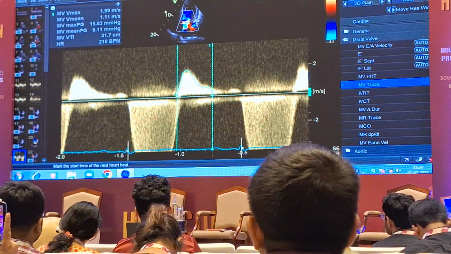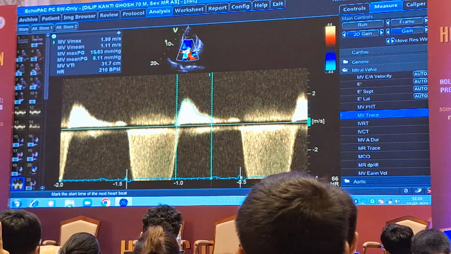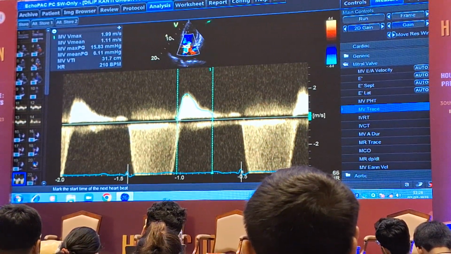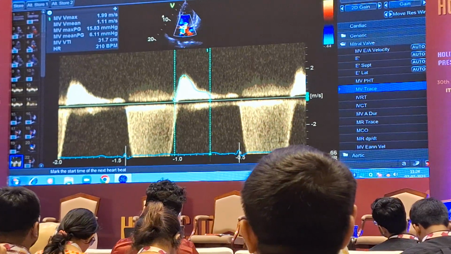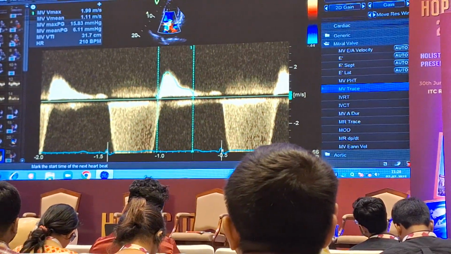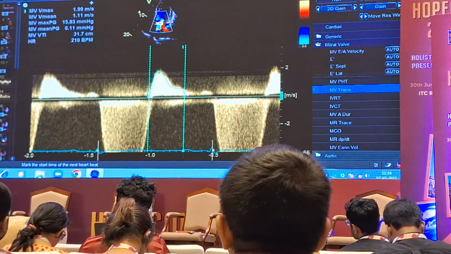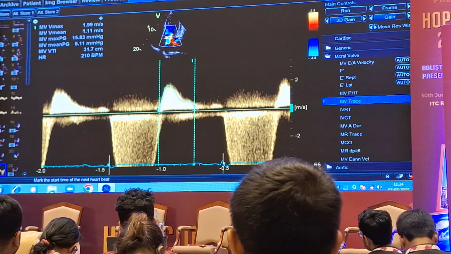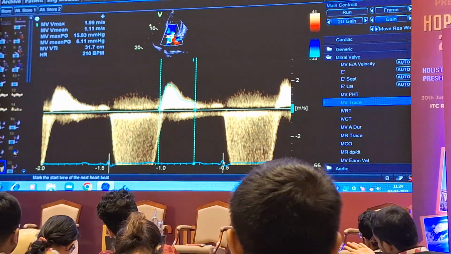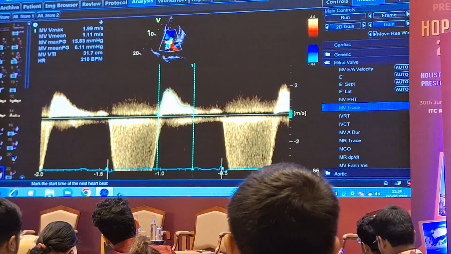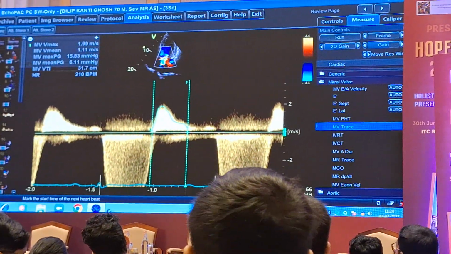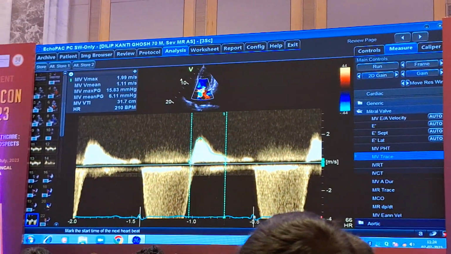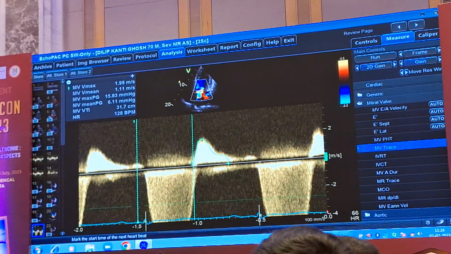Now you get a maximum PG of 15 and a mean PG of 6. Why is there a high maximum? Because of severe MR, the flow is huge, giving rise to a maximum PG of near about 15. But the mean PG is 6, so there is not much mitral stenosis. Only because of the increased flow across the mitral valve does it give rise to this. So that is very important.